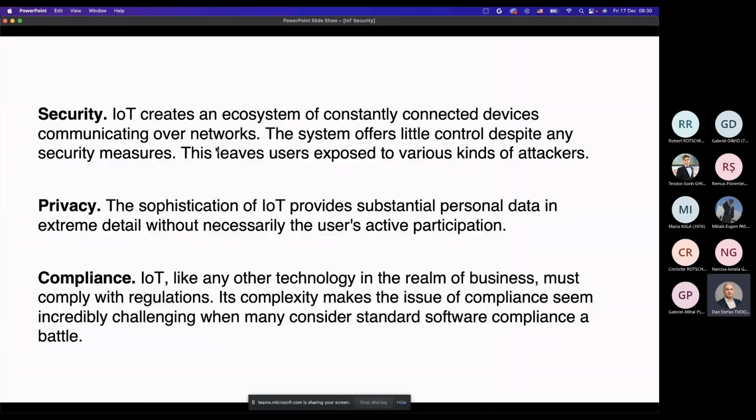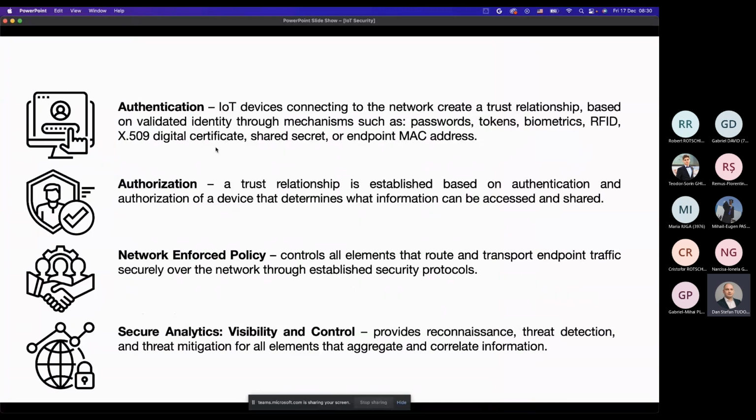And compliance also. Like any other technology in the realm of business, it must comply with regulations. And even though the security aspect has been neglected, there are some regulations around security which are implemented and standardized, and we need to track these during the lecture.